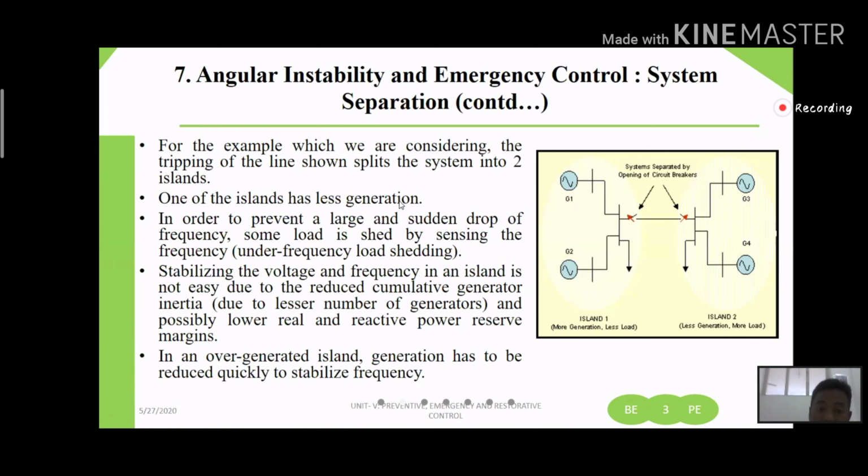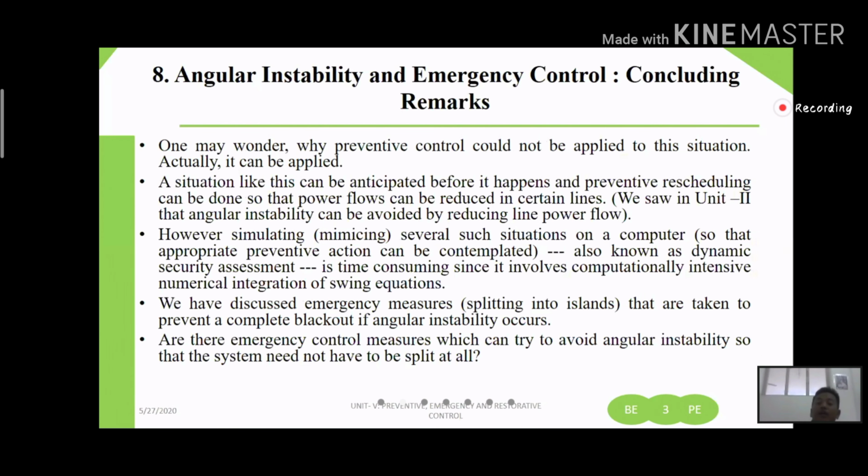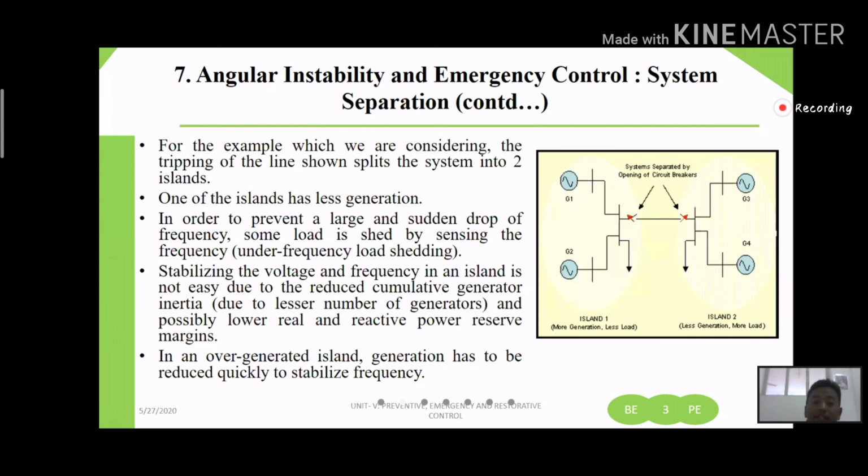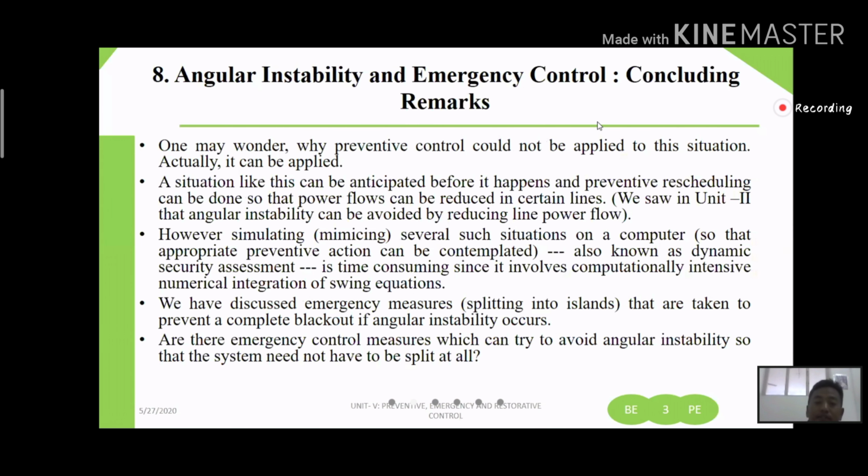Okay, so the first one is we are separating into island mode, and then we are doing the emergency control. So this control is known as emergency control. Okay, so this is how we have to do that. And then another one is, now this is a concluding remark, but you try to read this, whatever I have explained in this lecture or in yesterday's lecture, it is repeating here.